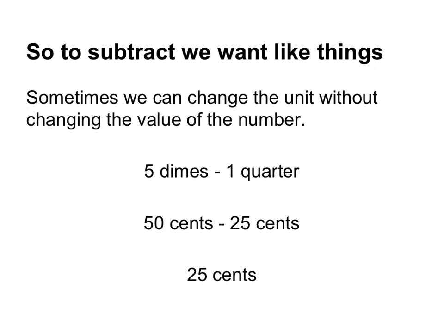So without changing the value of 5 dimes, I just changed the unit. 5 dimes is 50 cents. 1/4 is the same as 25 cents. I just changed the unit. Now I have cents and cents. 50 cents minus 25 cents gives me 25 cents.